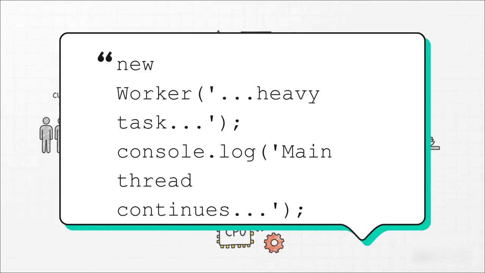Okay, let's look at some real code. Now, don't worry if you don't read JavaScript. Just focus on the big picture here. That new worker bit, that's literally like hiring a new chef for one specific, really hard job and telling them to go work in the corner and not bother anyone else until they're done.